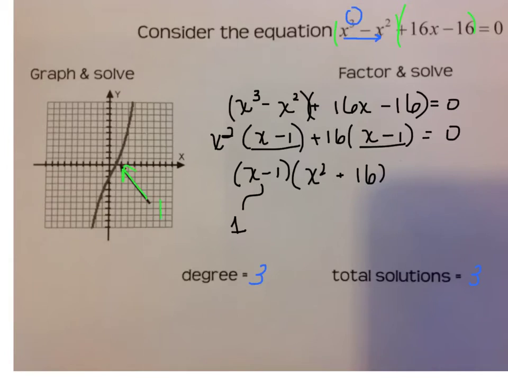But then this other solution is, if I take x squared plus 16 and set it equal to 0, I'm going to get x squared equals -16. Take the square root. I'm going to get x equals plus or minus the square root of 16 is 4, and the negative is i. So I have 3 total solutions, 1, 4i, and -4i.